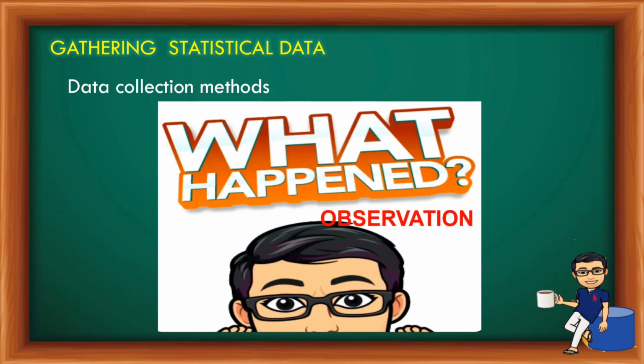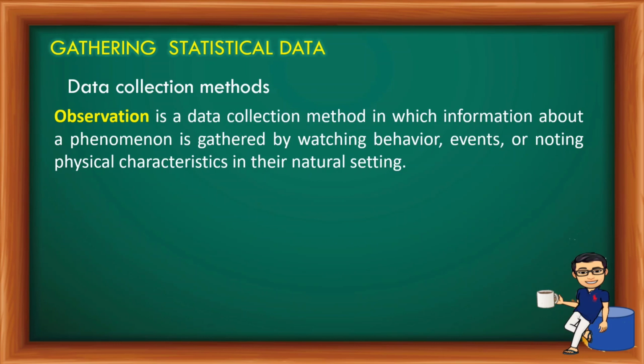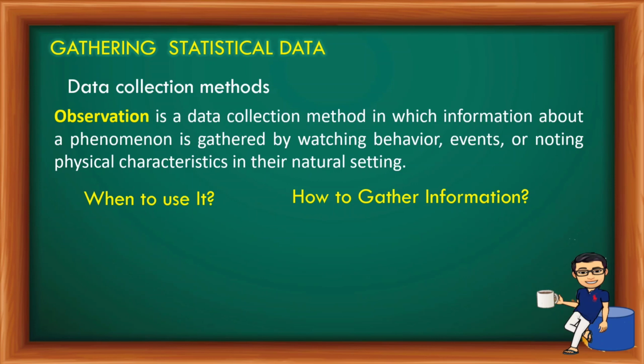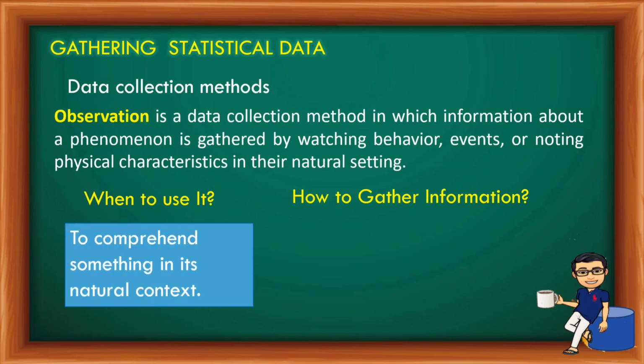And that is what we call observation. Another way to collect data is the observation method. Observation is a data collection method in which information about a phenomenon is gathered by watching behavior, events, or noting physical characteristics in their natural setting. So, when do we use this observation? So, observation kasi, usually, ikaw lang talaga yung mag-gather ng information batay sa yung makikita, batay sa yung ma-observe in a certain place. So, we use this to comprehend something in its natural context.